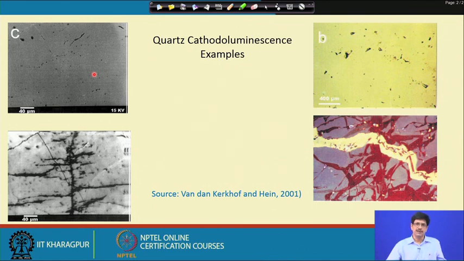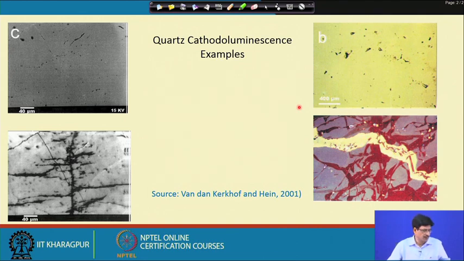But then the question is, when we take it to a microscope stage or a microthermometric stage, where we see them only at higher magnification, the spatial dimension of such cathodoluminescence zones can sometimes be much different, and the actual thing can be lost, that is, exactly which inclusions corresponded to which zone.